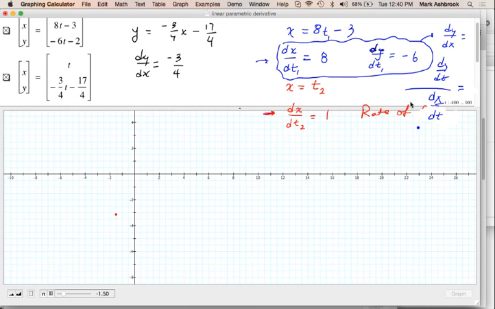Okay, but this is important. You can get dy dx without ever having this right here. You can get it by dy dt divided by dx dt. Now, that could be a function of t. So in this case, it's just a constant because it's a line, right? Dy dx is constant. So this dy dx in these parametric equations could be a function of t. And that's when you have a curve, right?